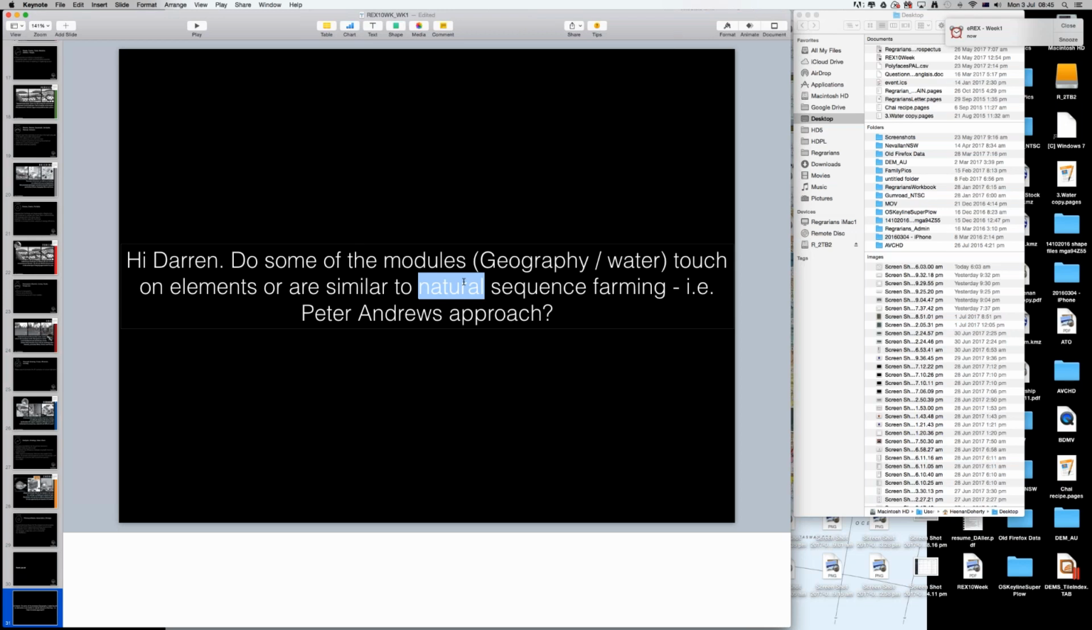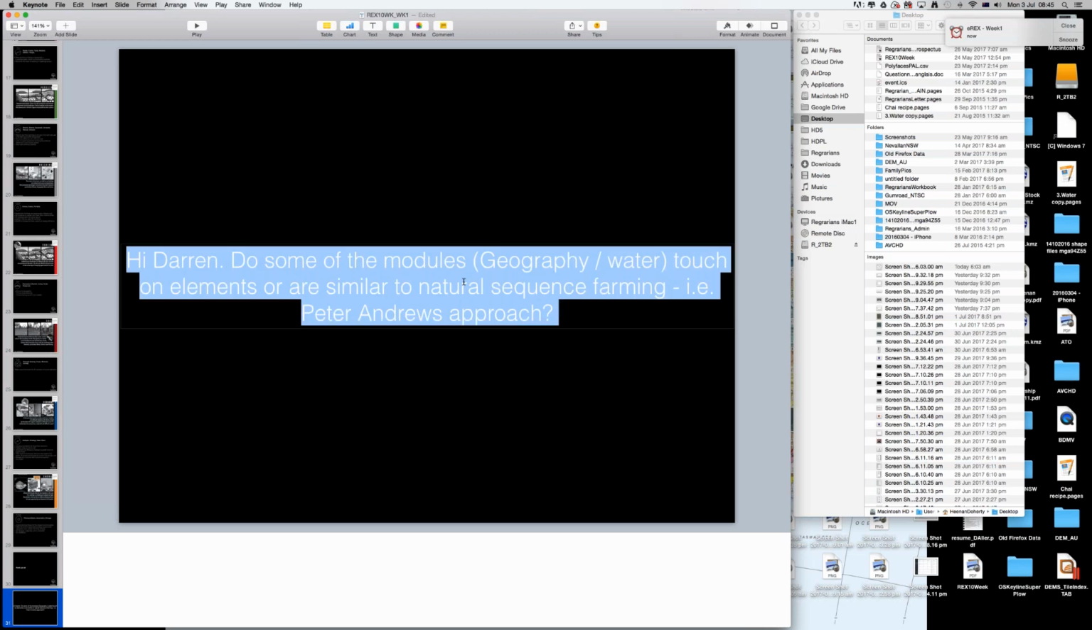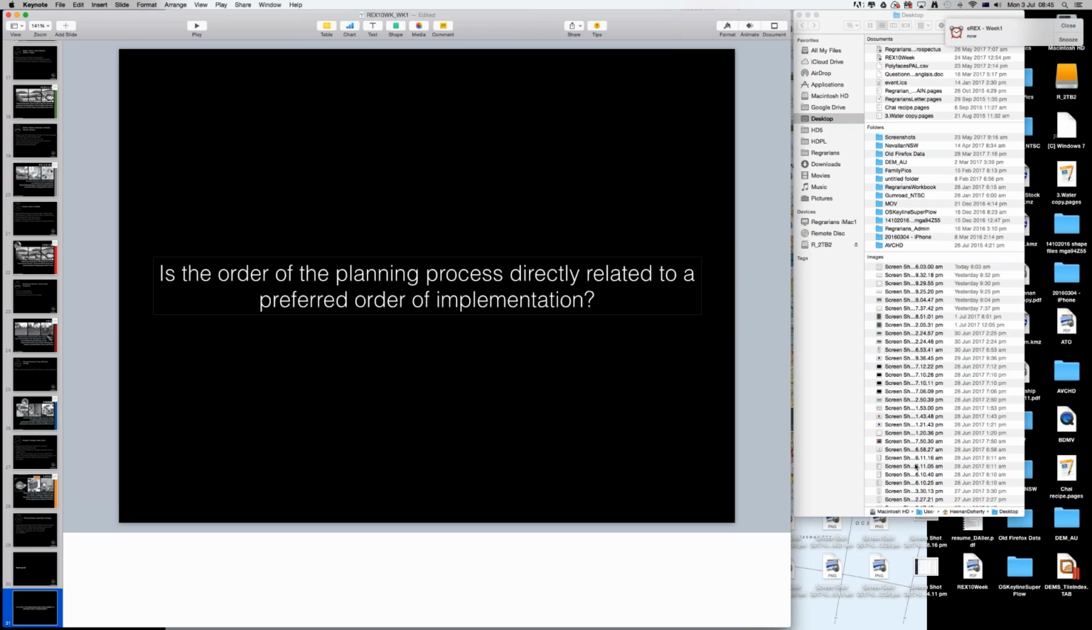Next question, and this one's from Pedro Serpa. Welcome, Pedro. Is the order of the planning process directly related to a preferred order of implementation?